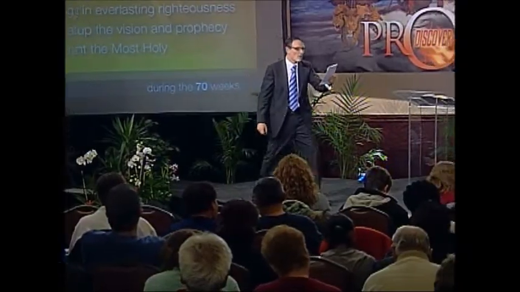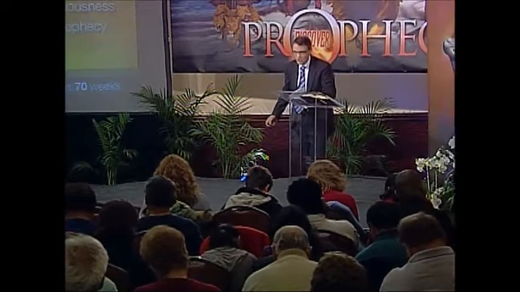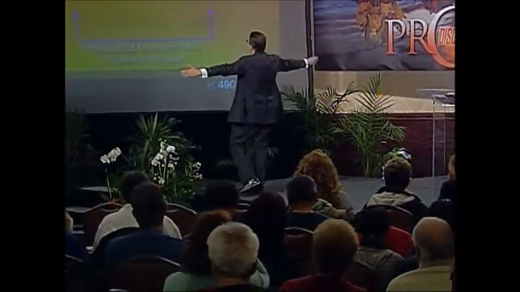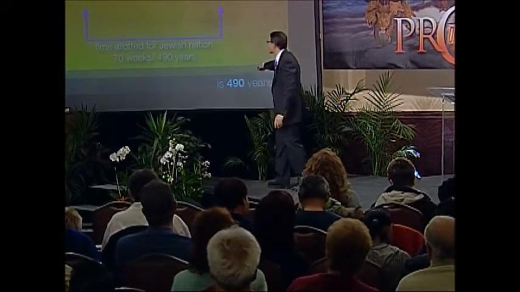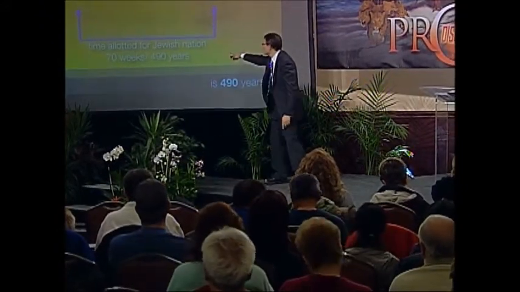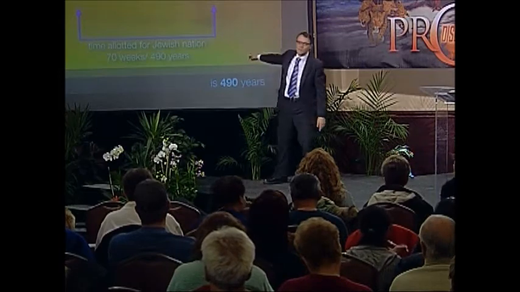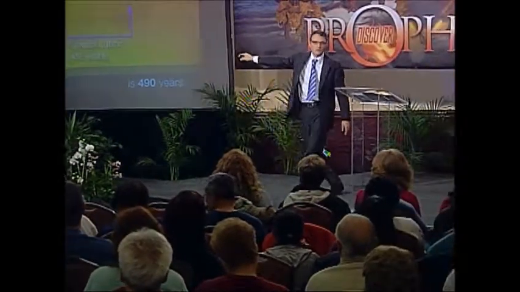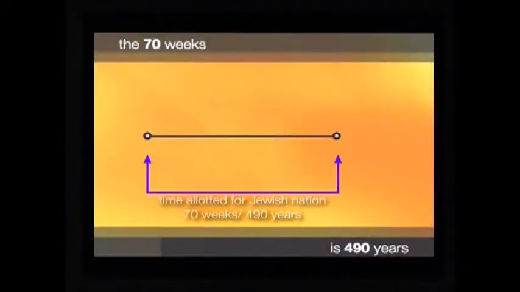Okay, now we're still there in our study guide. Judgment fell in 70 AD when Jerusalem was sacked by the Roman army. Verse 25 gives us a starting point for these time prophecies. Now let's go back to this slide. This is what we know so far. The 70 weeks are 490 years, and he says 70 weeks or 490 years was the time allotted for the Jewish nation. Okay, any questions about that? That's pretty simple. Now look at verse 25.